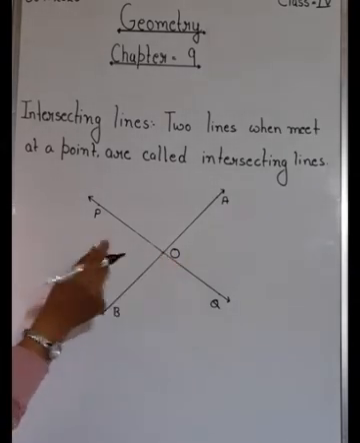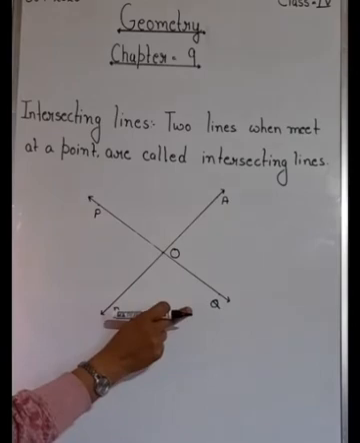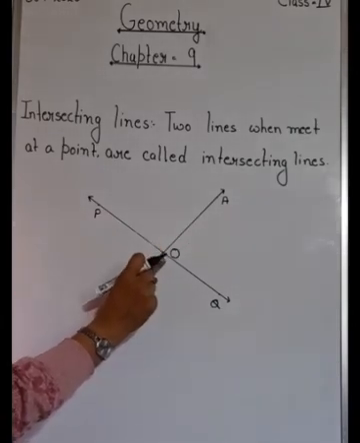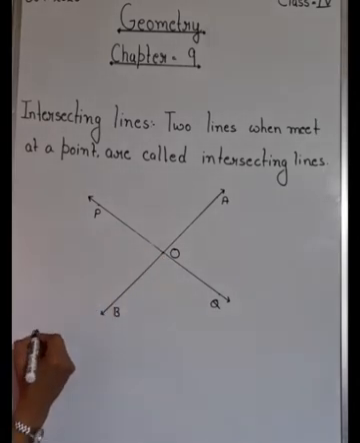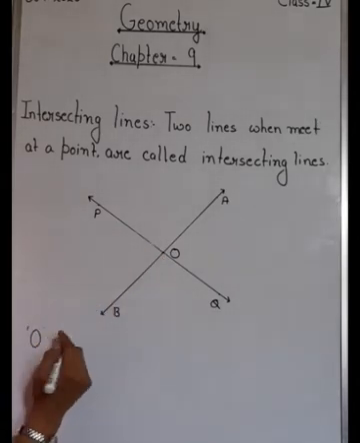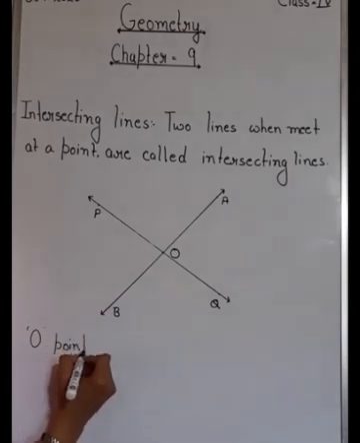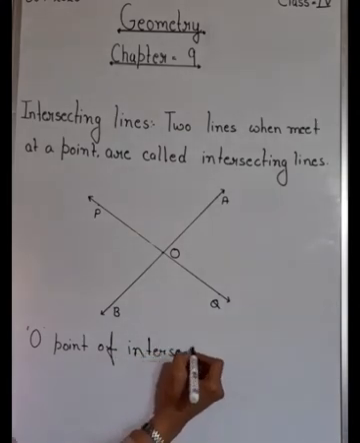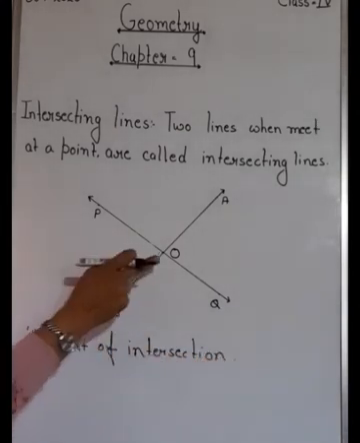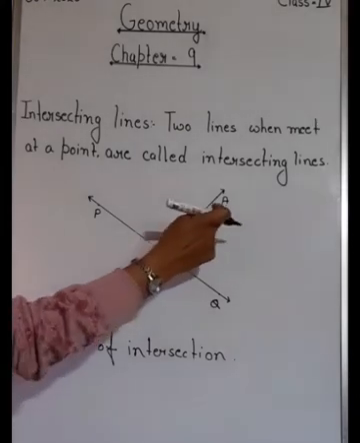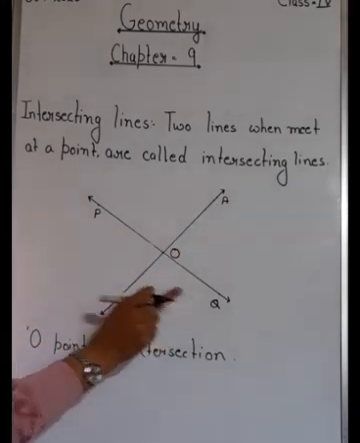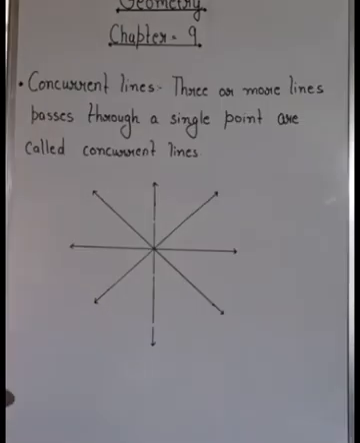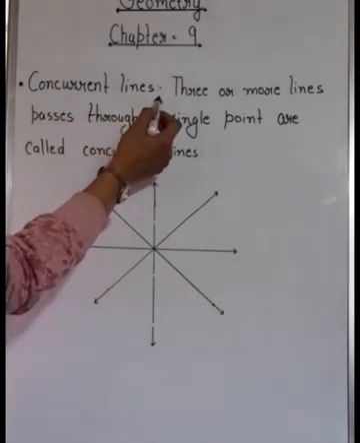Okay, so you can say the lines AB and PQ are intersecting lines. Why? Because they meet at a point O. And this point O is known as the point of intersection. Clear? So this point O is the point of intersection of line AB and line PQ. Okay, so these are intersecting lines.